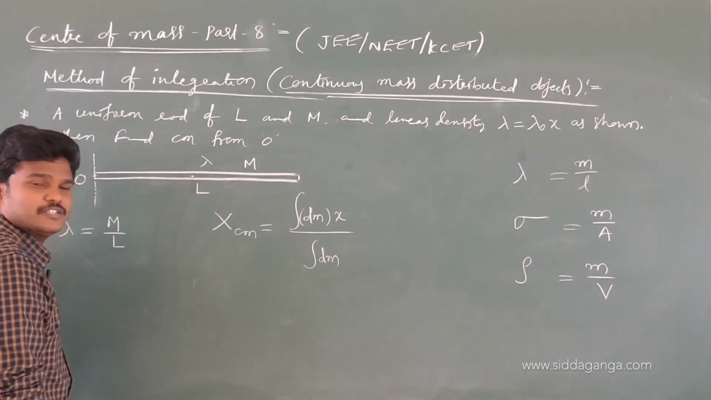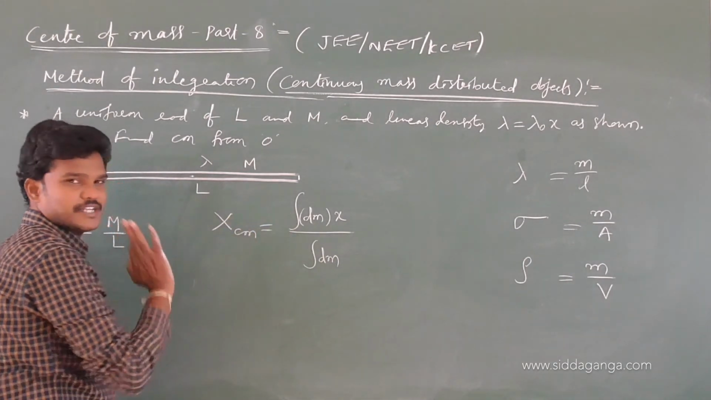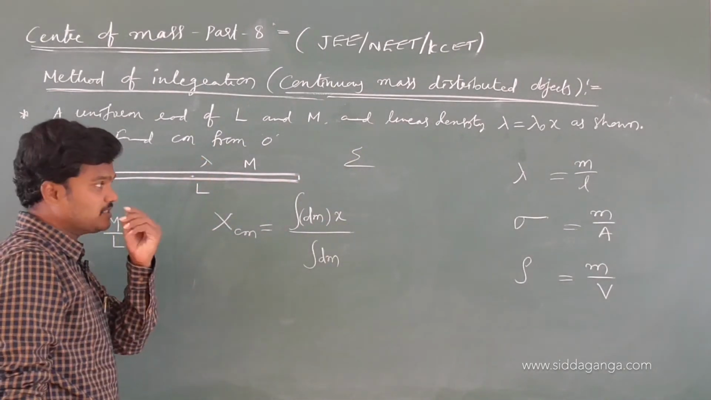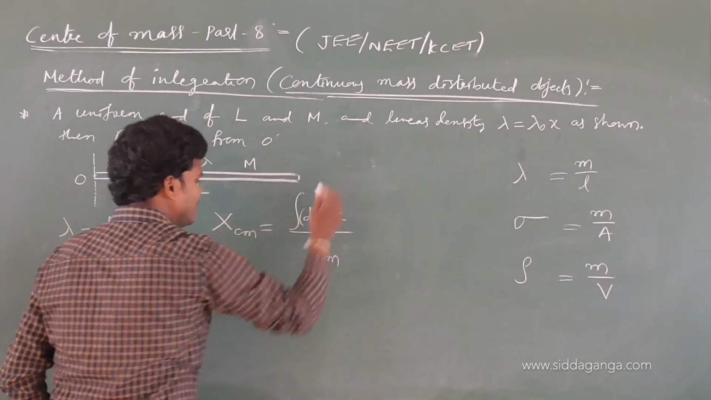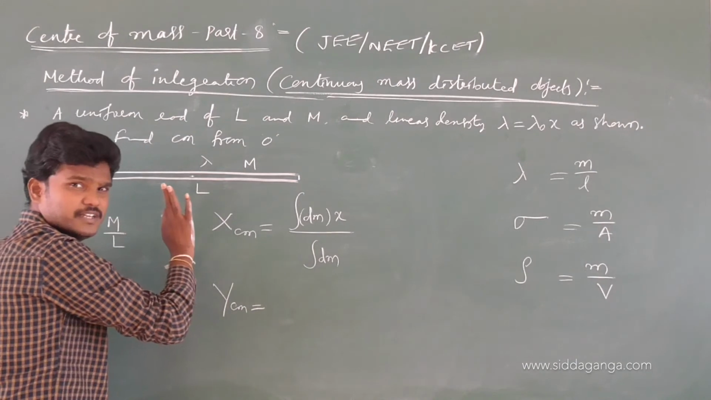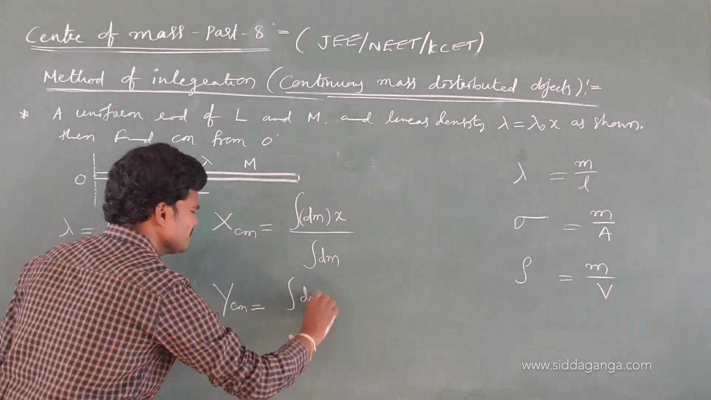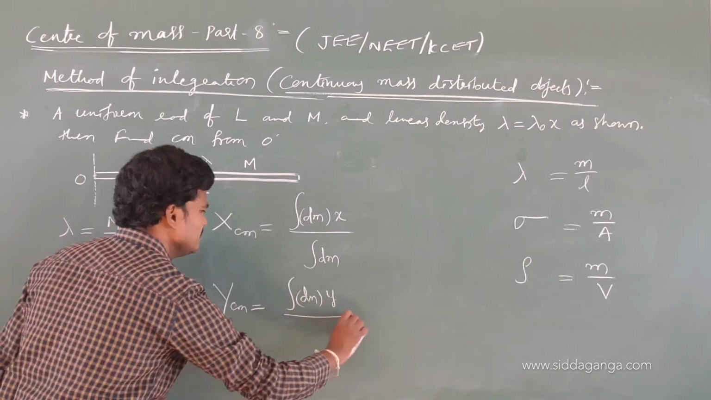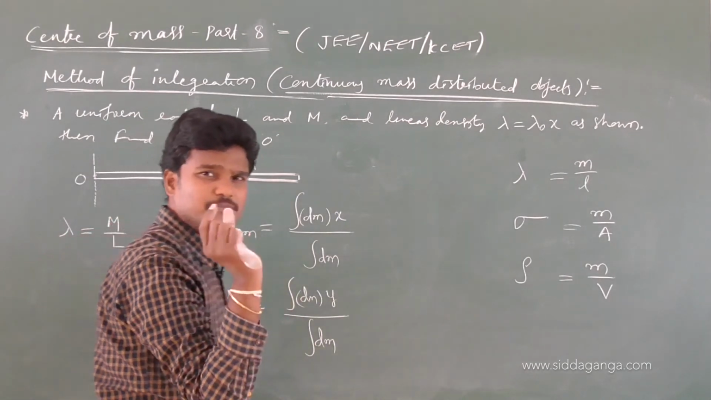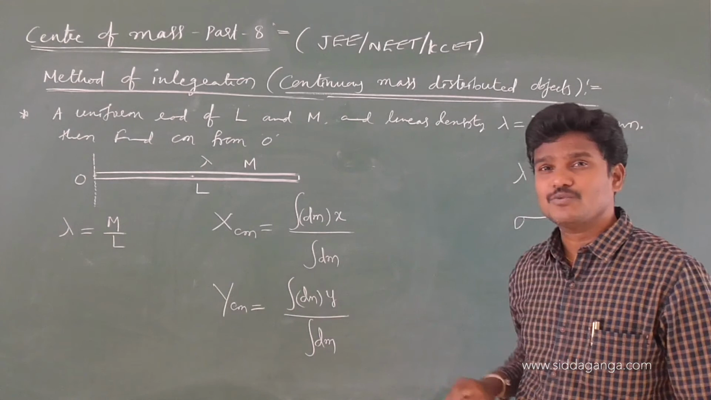If you want to find the x coordinate, use this formula. In place of summation, I am using the integration symbol. Earlier I used the summation symbol; that summation I am replacing with the integration symbol. Okay. If we want to find the y coordinate, there is no y coordinate for this, but if you want it, then use integration of dm into y by integration of dm. What is this dm? dm is the small part, and this is the y coordinate, and this is the x coordinate.